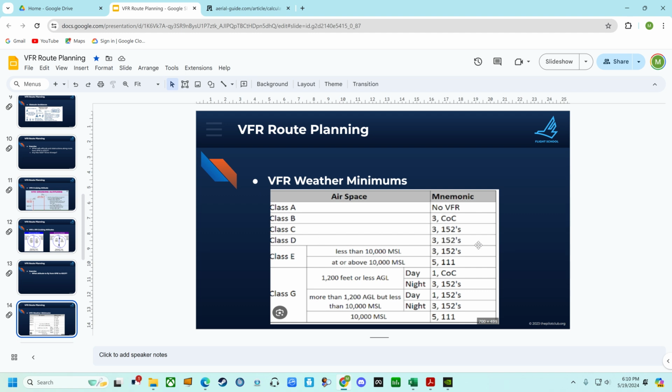And then the 152s means 1,000 feet above clouds, 500 feet below, and 2,000 feet horizontally away from the clouds. Those are your weather minimums, right? You can't fly through the clouds in VFR. So you have to adhere to these different weather minima when you're doing your VFR route planning.